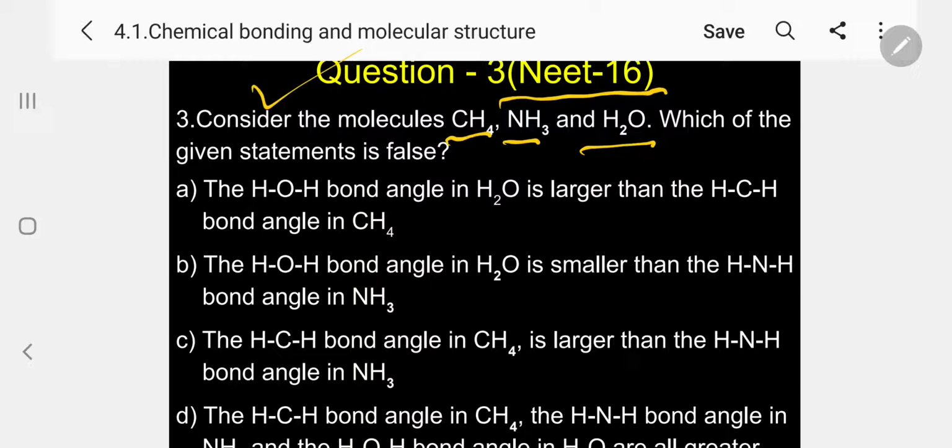Kindly follow. Consider which of the following given statements is false. Please follow, you have to find out the false one. Let me read now. A.